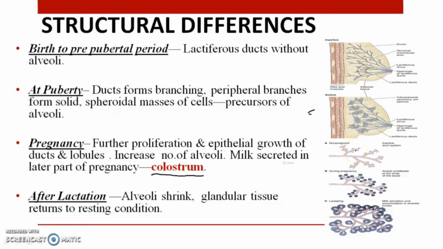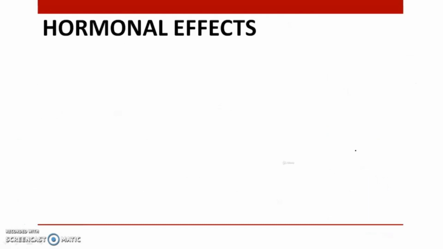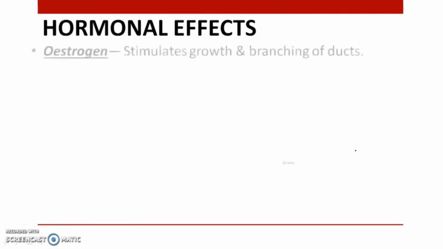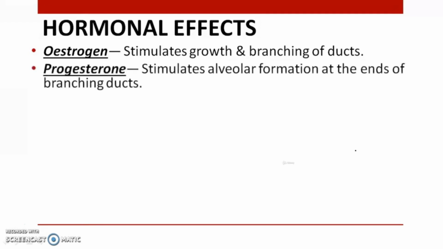So this is all about the structural differences seen in the growth of the mammary gland, which we divide into four stages. Now, what are the hormones that affect the mammary gland? First, estrogen, which stimulates the growth and branching of the ducts. You might know all this, but we will brush up on it. Estrogen stimulates growth and branching of the ducts, and another hormone, progesterone, stimulates alveolar formation.